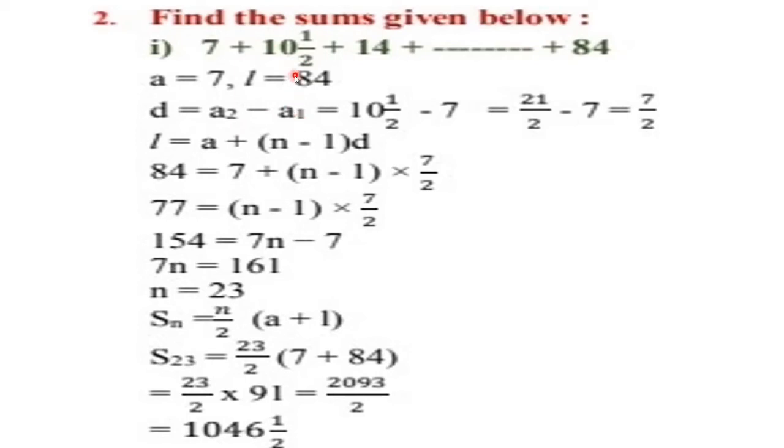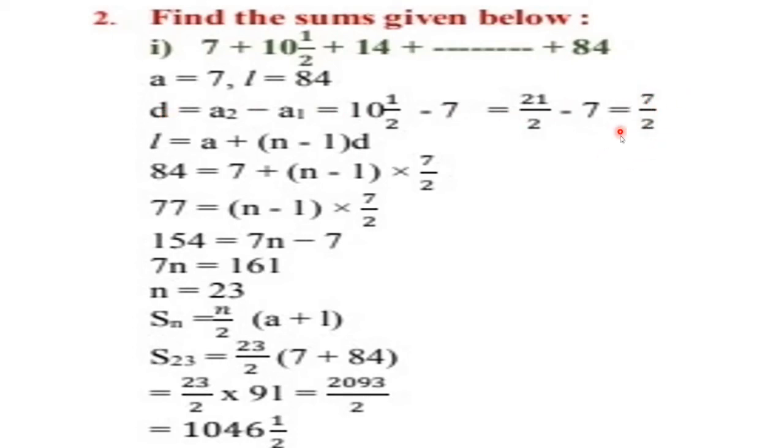So what is a2? a2 is 10 and half. 10 and half is nothing but 21 by 2. So 21 by 2 minus 7. Here take LCM. So 2 sevens are 14. So 21 minus 14 will be 7 by 2. Okay. So what will be the common difference, children? Common difference is 7 by 2.